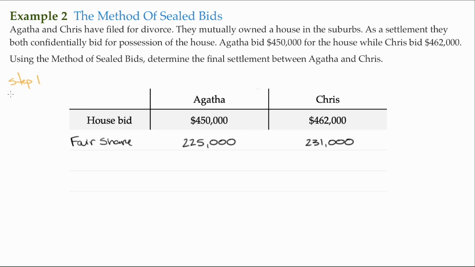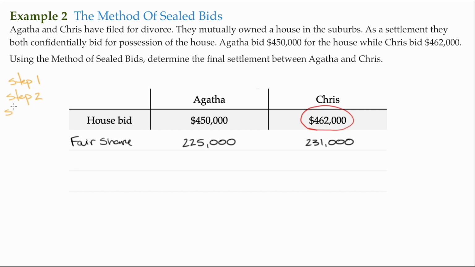So then the next step is the allocation, who gets what. And obviously we can see here that Chris bid higher for the house, so he winds up getting the house. And of course, since he's getting twice of what it is that he actually expects to get, he's going to have to owe money back towards the settlement.